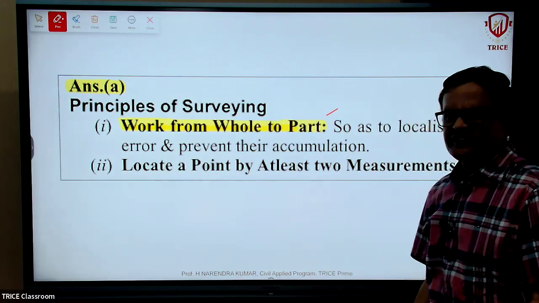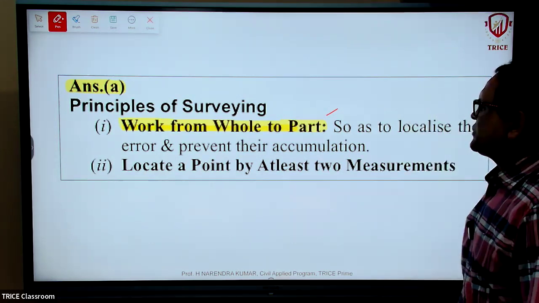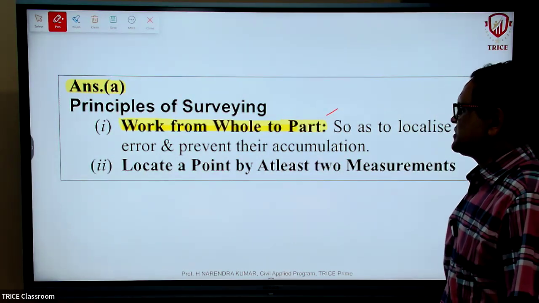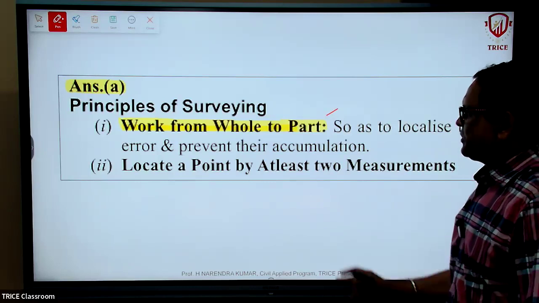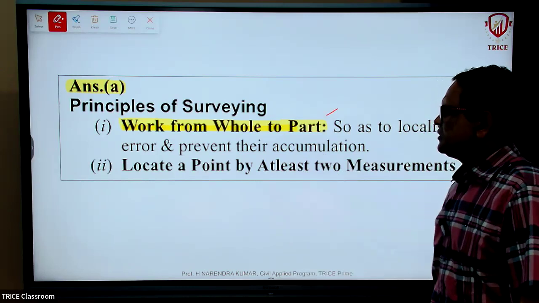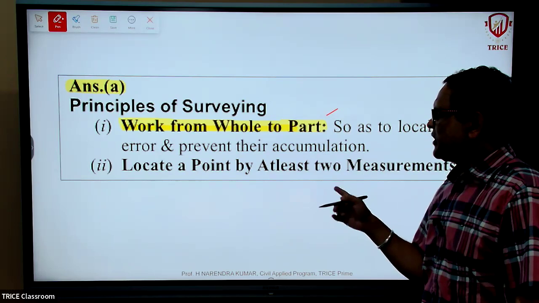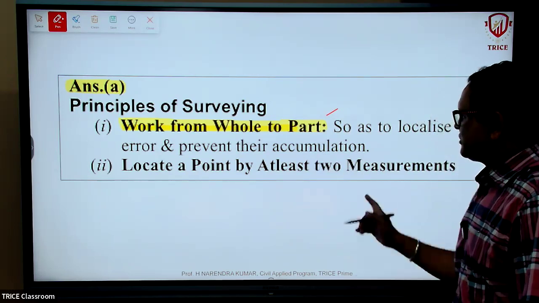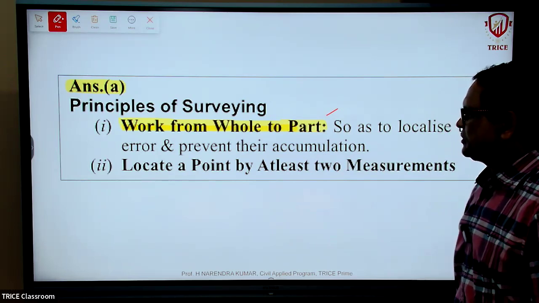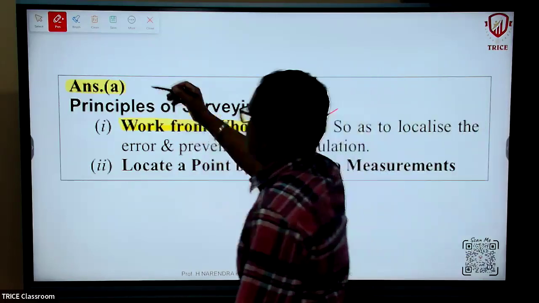I will not go for the explanation, you are all familiar with this. And the second principle, only for information's sake: locate a point by at least 2 measurements. Why am I giving 2 principles here? Because you may get another question on this second principle, so you need to remember it also. The answer is work from whole to part.